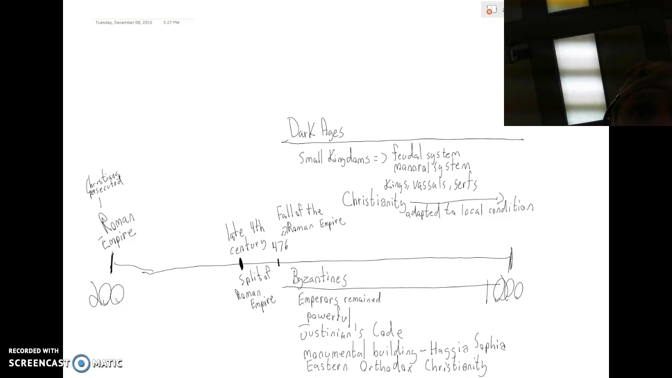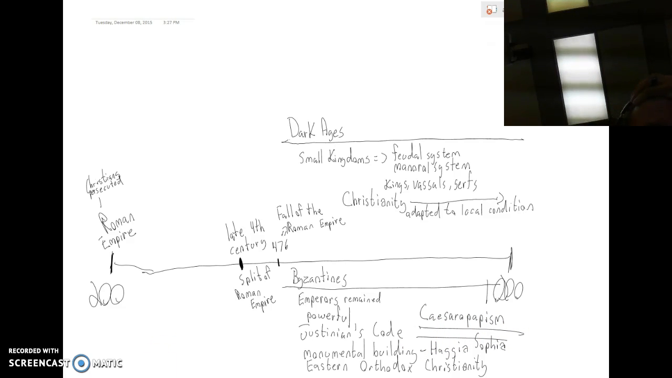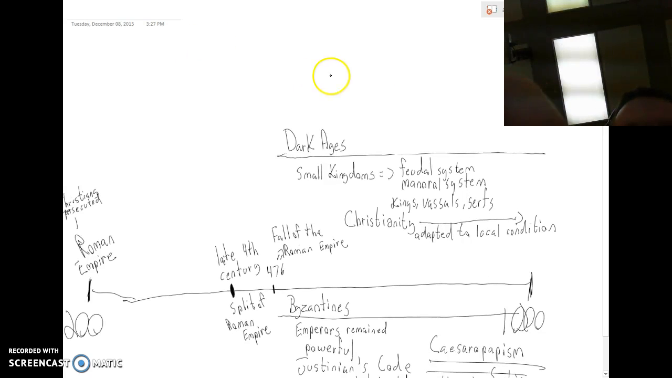And a major difference here with the Eastern Orthodox Church is the ruler of the church was also the emperor, so power was consolidated within one person. So we have a term for that that's very hard to pronounce. And hopefully I'm spelling it right on my timeline here. And this idea of having a ruler who's both the political and the spiritual ruler can also be seen in the Islamic caliphates.